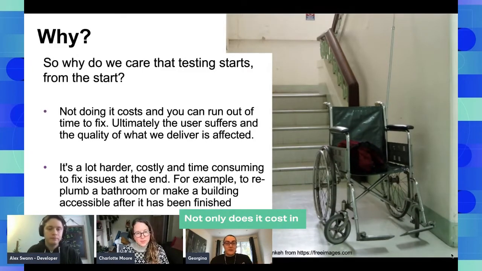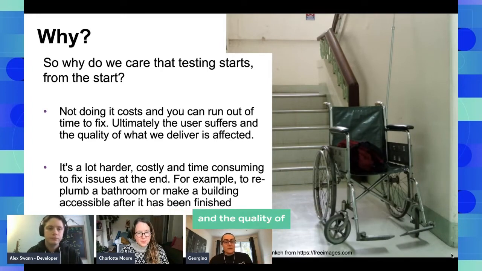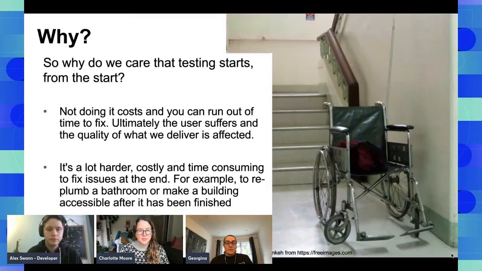Not only does it cost in time to fix, let's say you found a big problem right towards the end when you're about to go live, and that live date may not be able to move. Ultimately, the product suffers, you suffer, and the users suffer in the quality of what we've delivered, because you might find, for example, that you have run out of time, so you have to go live with something that's not quite right.